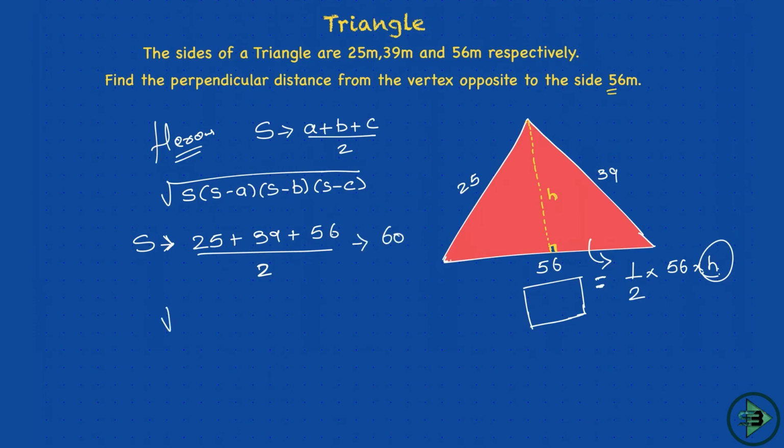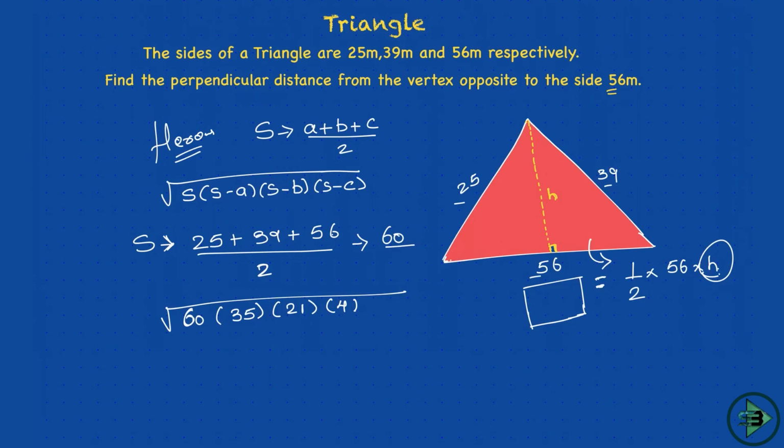Now I need to substitute it here. Square root of 60 into what? 60 minus 25. That comes out to be 35, which I'll write here. s minus b, which is 60 minus 39, comes out to be 21. Let's write it here. And then 60 minus 56, which is nothing but equal to 4. So s minus a, s minus b and s minus c. I subtracted from 60 first this side, then this side, then this side, and I wrote it here. Now I need to get the answer of this.